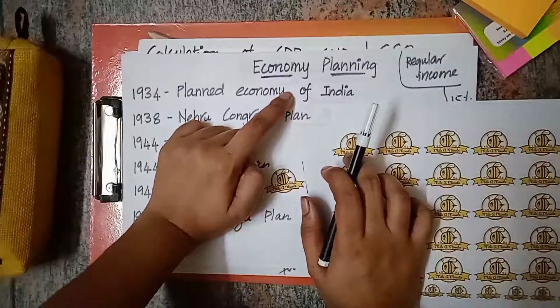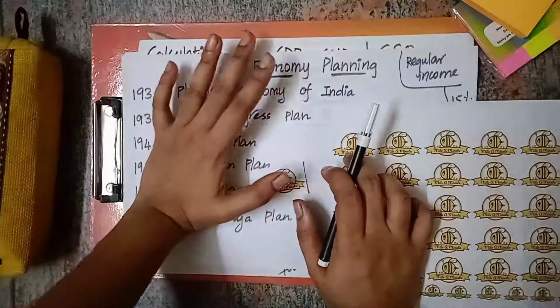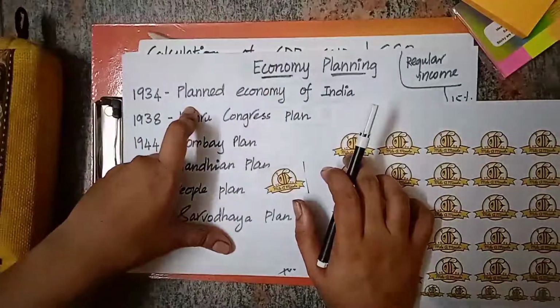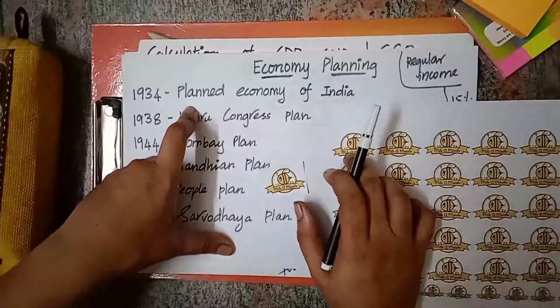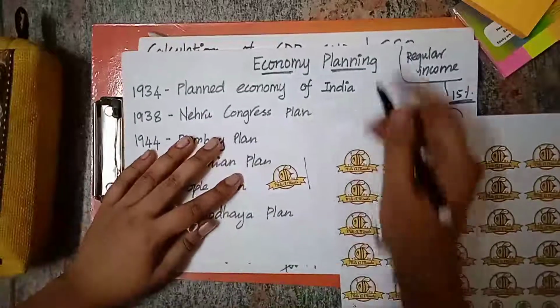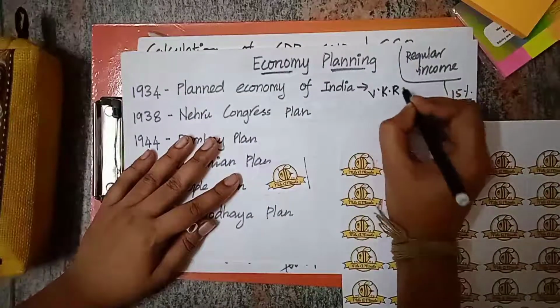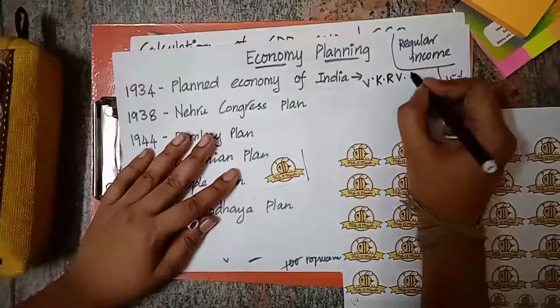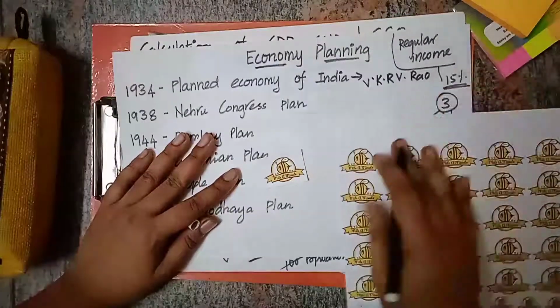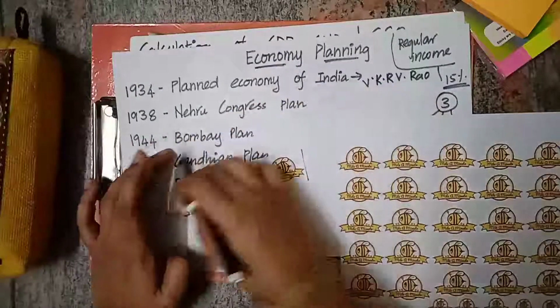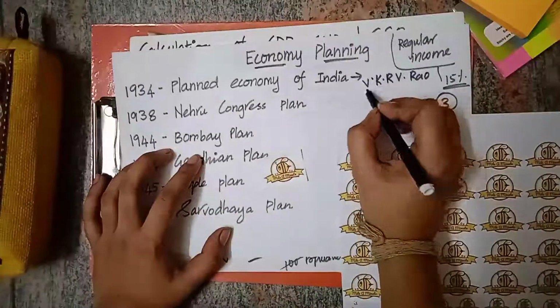In economy planning, let us discuss the 5-year plan and the plans given by our forefathers relating to our economy. First, let us start with the 1934 Planned Economy of India, given by V.K.R.V. Rao. V.K.R.V. Rao was the one who wrote this Planned Economy of India, and it was published by Visvesvaraya. Visvesvaraya is called the father of engineering. He is the one who published it, but it was written by V.K.R.V. Rao.